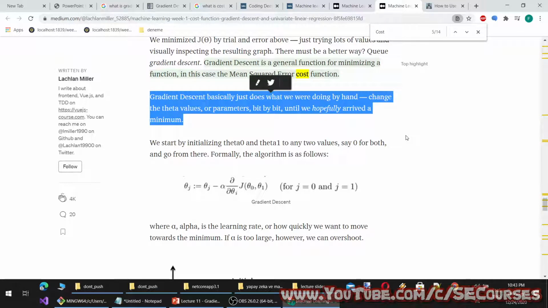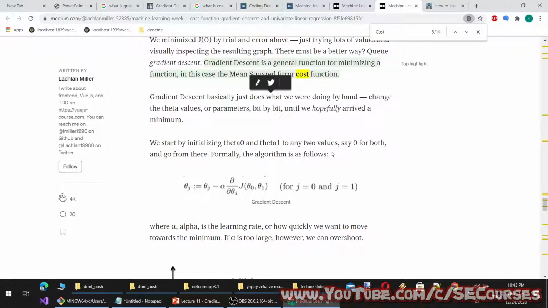Gradient descent basically just does what we were doing by hand, change the theta values, or parameters, bit by bit, until we hopefully arrive at a minimum. So you see gradient descent changes our parameters bit by bit. This is what it does in every algorithm where you use gradient descent.